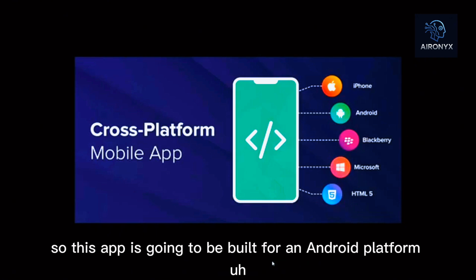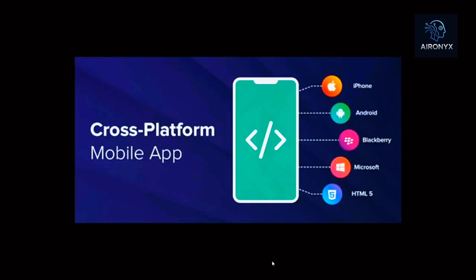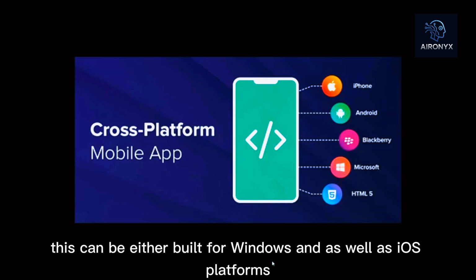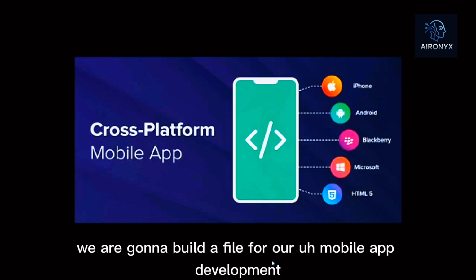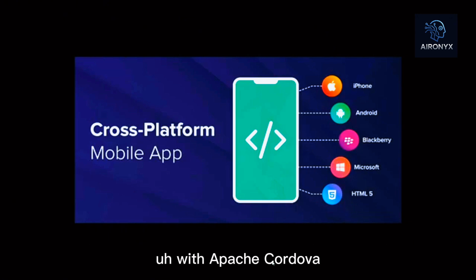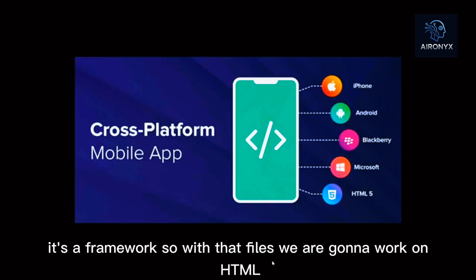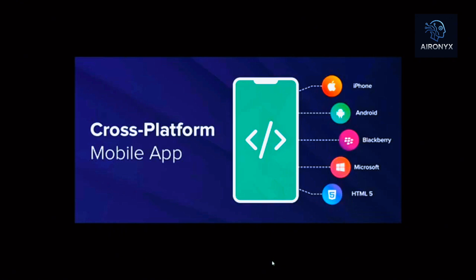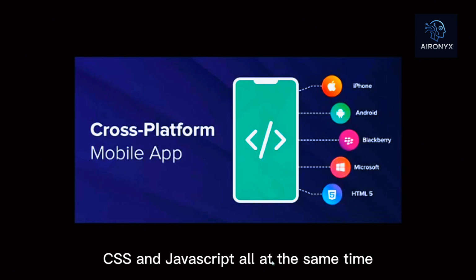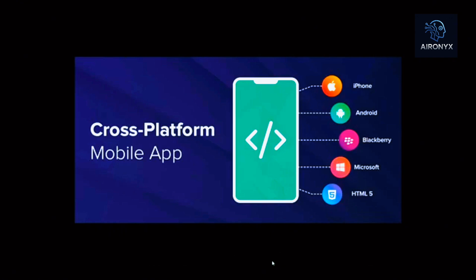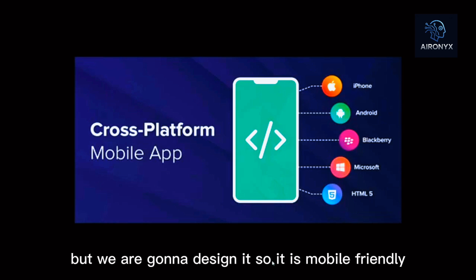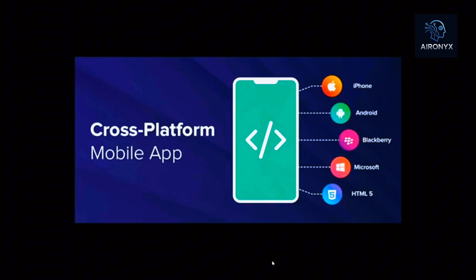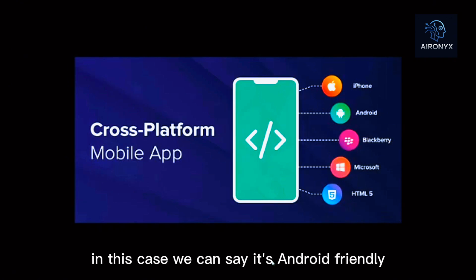So this app is going to be built for the Android platform. This can be built for Windows as well as iOS platforms. We are going to build a file for our mobile app development with Apache Cordova. It's a framework, so with those files we are going to work on HTML, CSS and JavaScript all at the same time, so that our mobile app will be like a web page. But we are going to design it so it is mobile friendly. In this case we can say it's Android friendly.